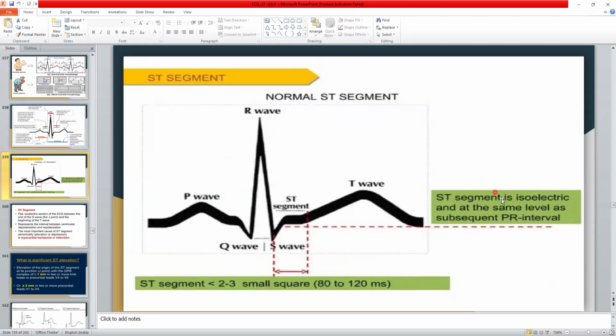This is the normal ST segment, starting from the S wave, that is the J point, to the beginning of the T wave. This ST segment, as we all know, is isoelectric and it is at the same level as the PR interval or the PR segment. The normal duration of the ST segment is less than 2 to 3 small squares, that is 80 to 120 milliseconds.